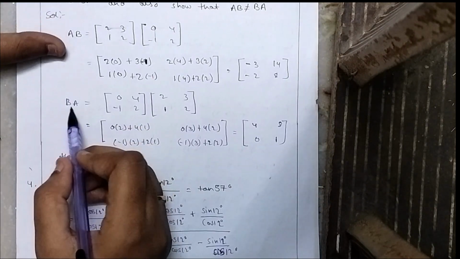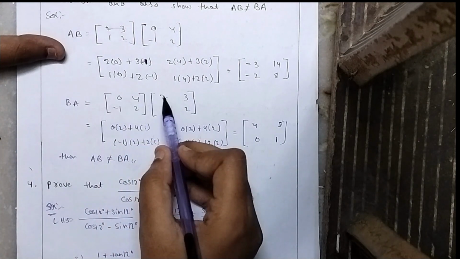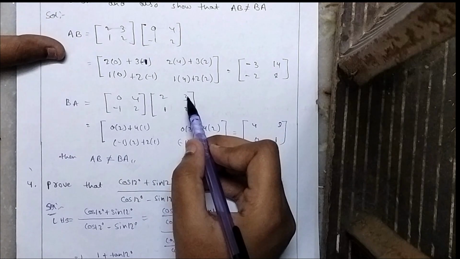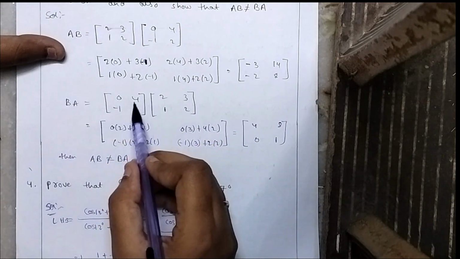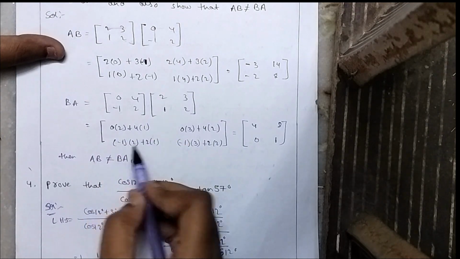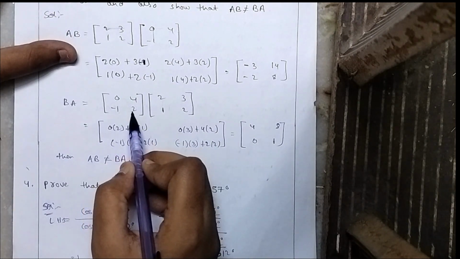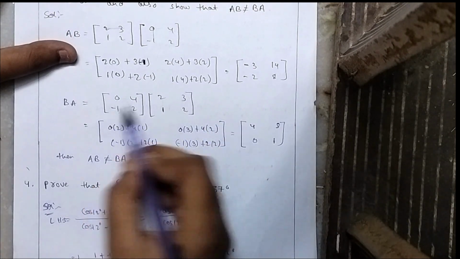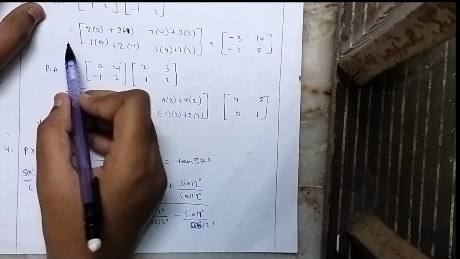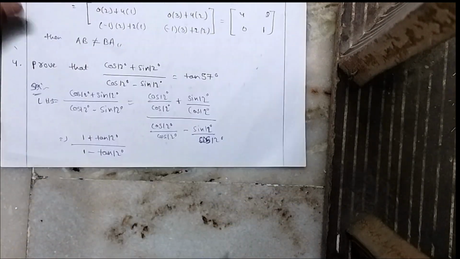And now multiplying B into A. First row, first column, 0 into 2 plus 4 into 1. And here first row, second column, 0 into 3 plus 4 into 2. Again second row, first column, -1 into 2 plus 2 into 1. And here second row, second column, -1 into 3 plus 2 into 2. So the values are 4, 8, 0, 1. And here we can see that AB is not equal to BA. Hence proved. Now let us go on to the fourth question.